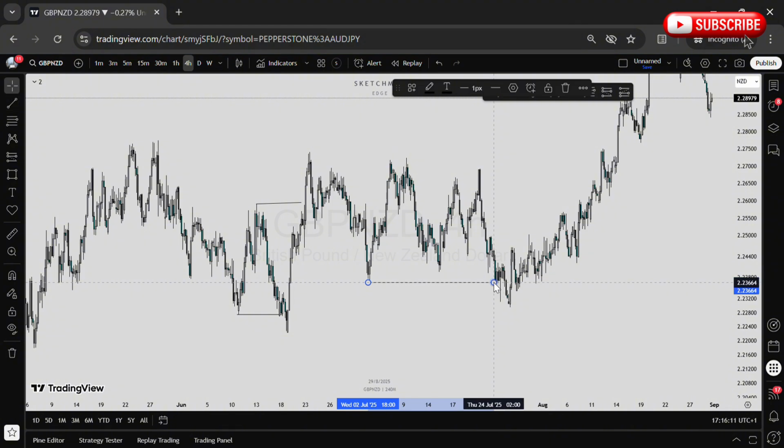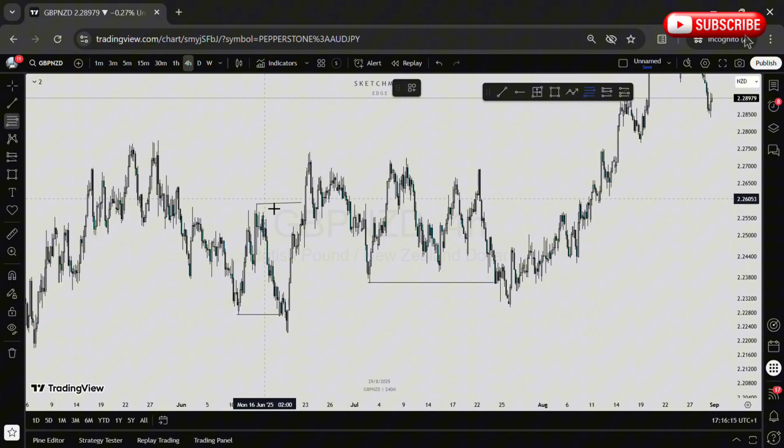Do we need to use our FIB tool? When you are used to a model like this, you don't even need your FIB tools, but for the sake of education, let's use the FIB tool. And you see that since it's a buy setup, we are not going to look for the market to go above 50%. We are going to look for the market to come below 50% to form our internal range liquidity, and this is exactly what the market did right here.